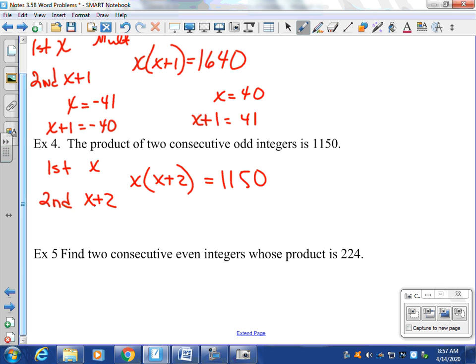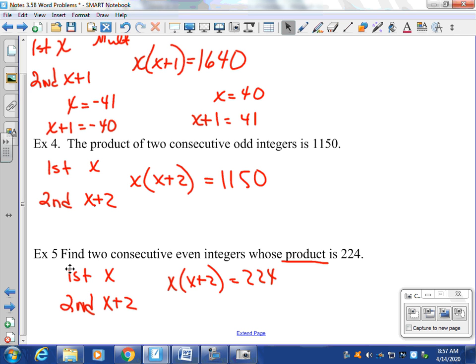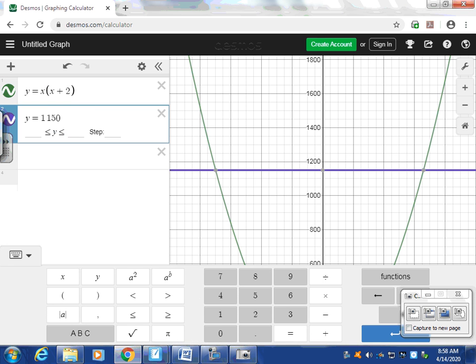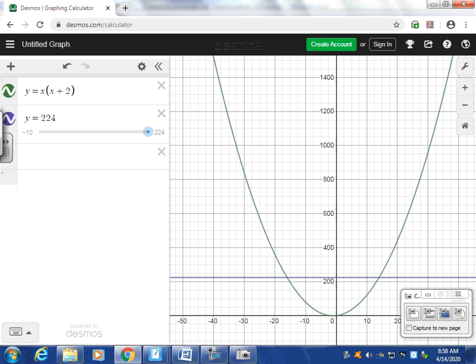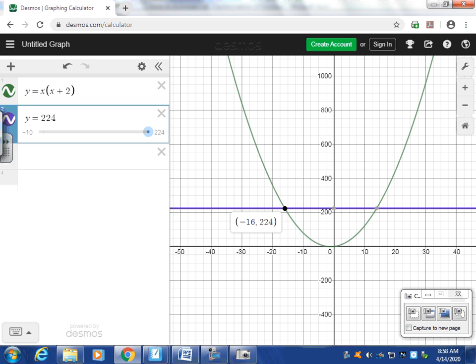All right, so in number 5, your first number and your second number for even are just like odd. If the x is the first one, then x plus 2 is the second one. And then we're looking for the product again. See product? So you're doing x times x plus 2 is equal to 224. All right, let's try this one, see if it's any better. All right, so here's where it intersects. Yeah, this one's much better. So we'll look at this one. I'll go back and figure out what's wrong with that other one in a minute. So in number 5, you have two possibilities, negative 16 and positive 14. And so we can take that back to the PowerPoint.